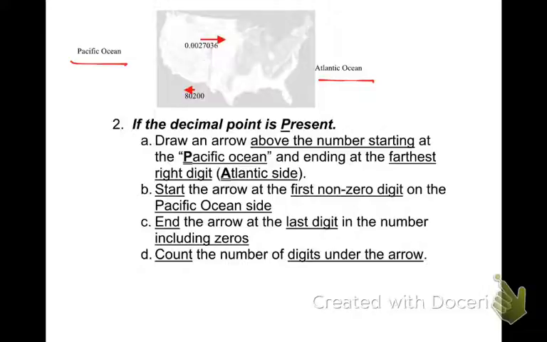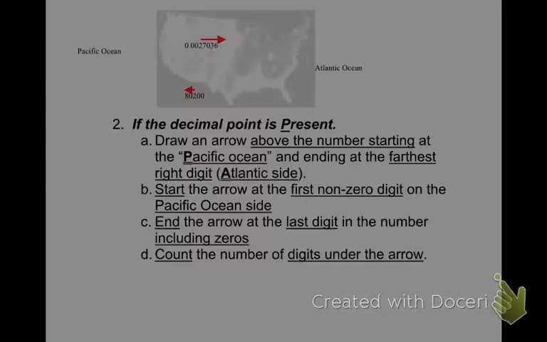So now we use alliterations. If the decimal is present, then we start at the Pacific side of the number. We start the arrow at the first non-zero digit and end the arrow at the last digit of the number, and then count all of the digits under those numbers. Doesn't sound too bad. Promise you it's not.